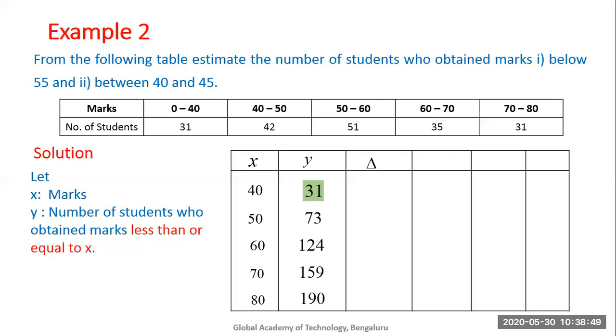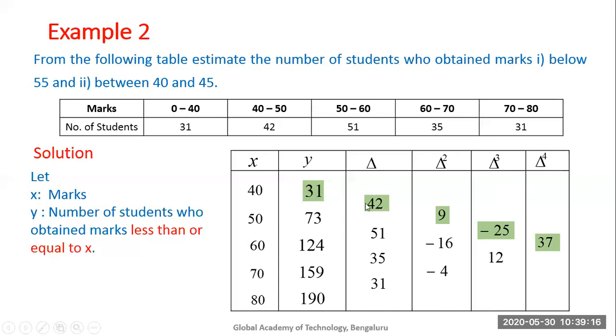First delta values, the first forward differences. Take the difference of these values, 73 minus 31, 124 minus 73, and so on. Take the difference of these first forward differences and you get the second forward differences. The difference of the second forward differences gives the delta cube values. Then finally, delta power 4, that is 37. So this is y0, delta y0, delta square y0, delta cube y0, delta power 4 y0.